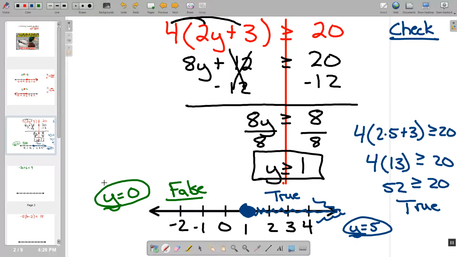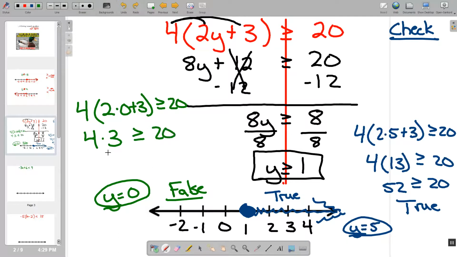Now we want a false statement from the y equals 0. I'm going to plug it in again. And this time we do not want it to be greater or equal to the number 20. 2 times 0 is 0, plus 3 is 3. And 12 is not greater than 20, therefore we have a false statement.